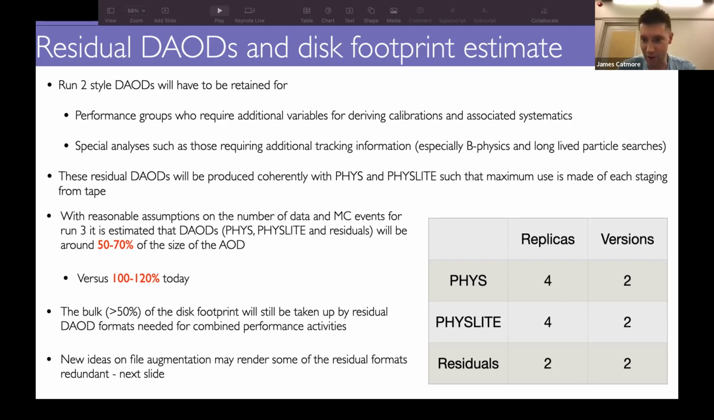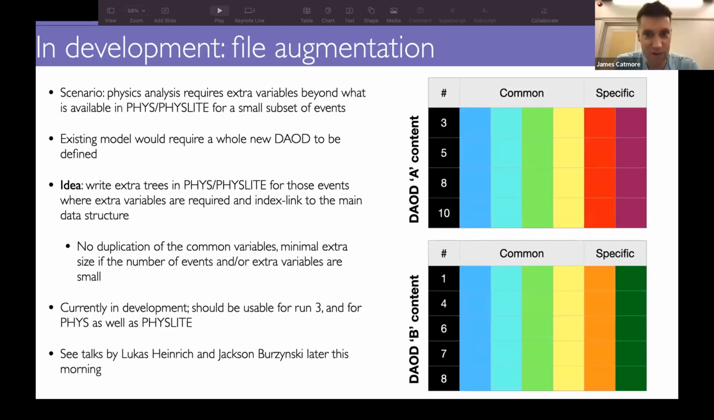And in the table here, I'm just showing how many replicas of these different kinds of analysis format we'll keep. At the baseline, we will keep 4 replicas across the grid of FIS and FIS-Lite to ensure that there's plenty of coverage, and if we need to make more replicas dynamically, we can do so. I'm not going to say much on this idea of file augmentation because there's going to be a discussion of this from Lucas and Jackson later on.